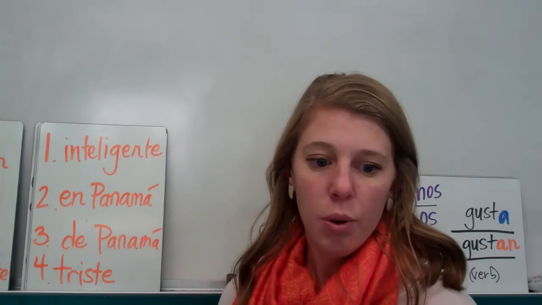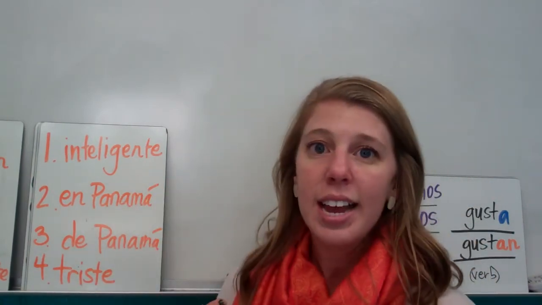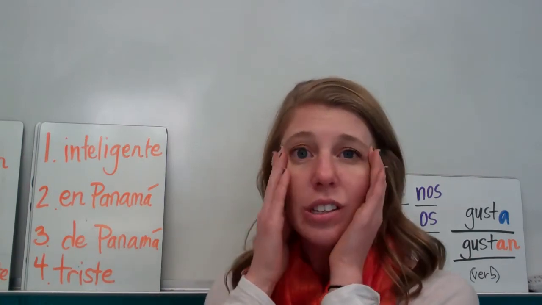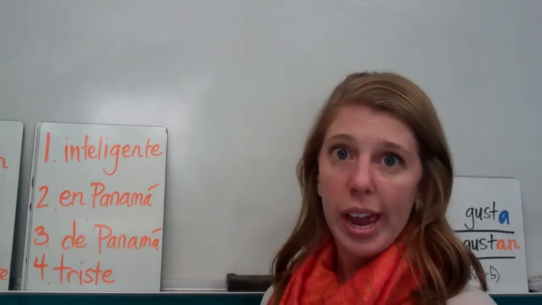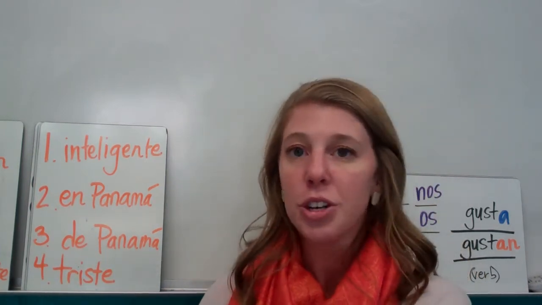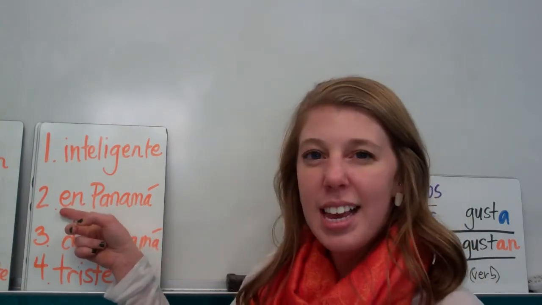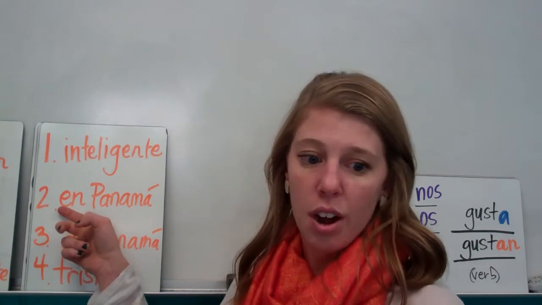So let's look at number 1. We have inteligente. So, inteligente is going to be a permanent description because it describes a person's intelligence. Hopefully that doesn't change very often. So we're going to use soy right there. For number 2, we have in Panama. So whenever we see this in, we're going to know that it's a location. So we're going to use estar.